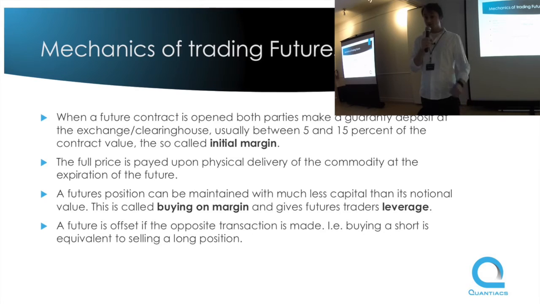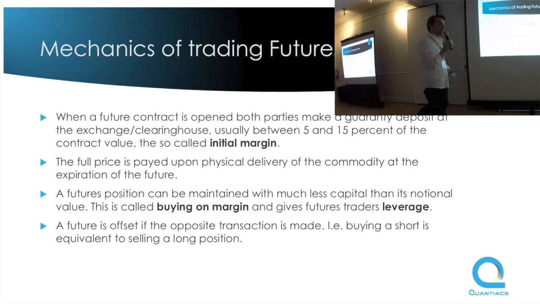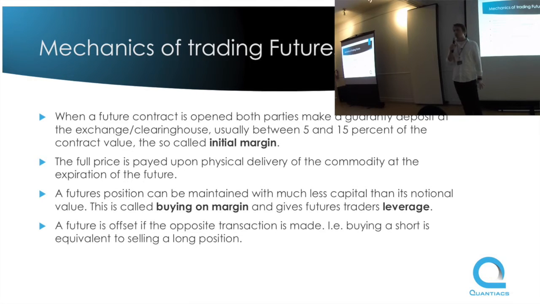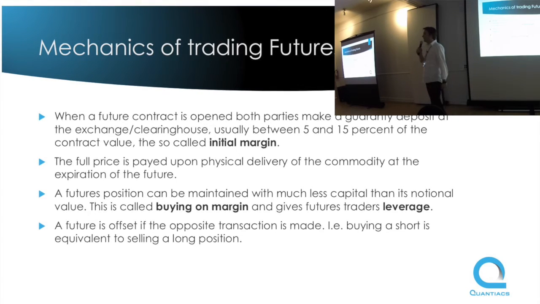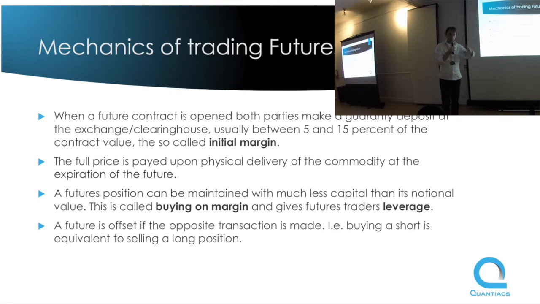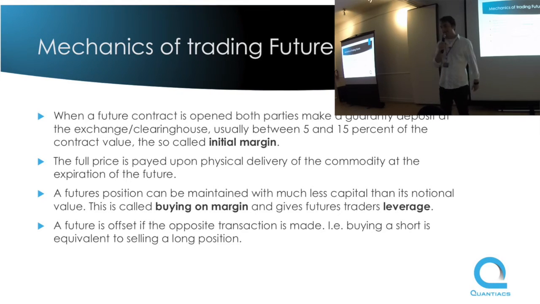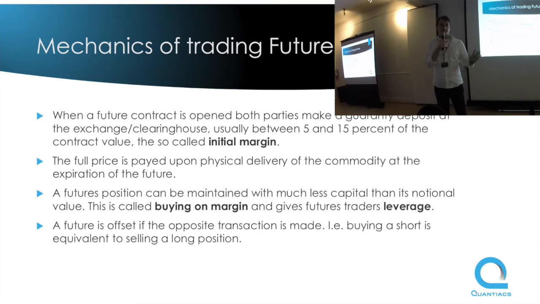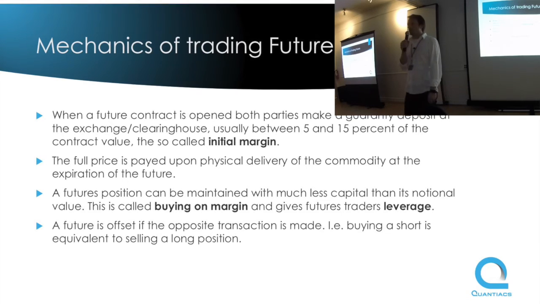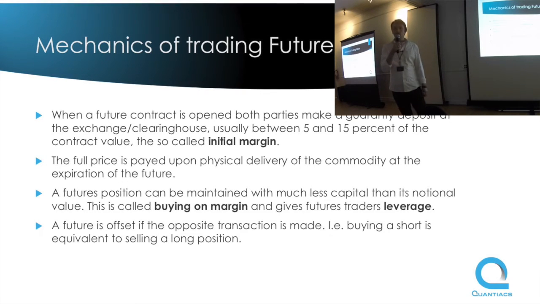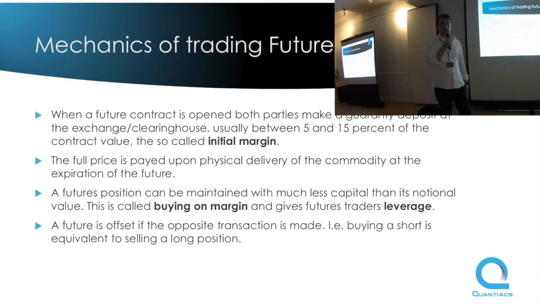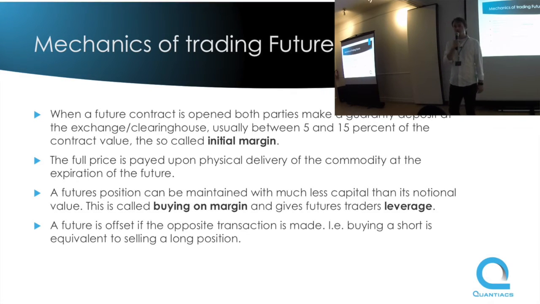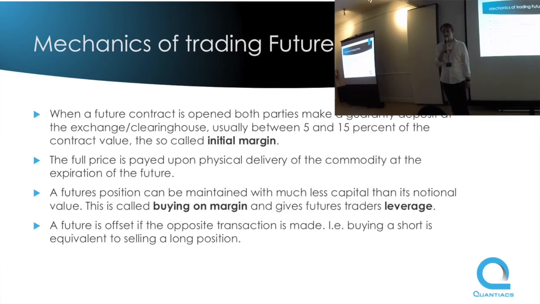So when a contract is opened, both sides of the contract need to pay, not the full contract amount, but let's assume that the delivery of my 5,000 bushels of corn in March next year would cost Dirk $25,000. In order to open the future contract, neither Dirk nor I need to put $25,000 on the table, but only a percentage of that. This is called the initial margin, in order to open and to maintain the contract.